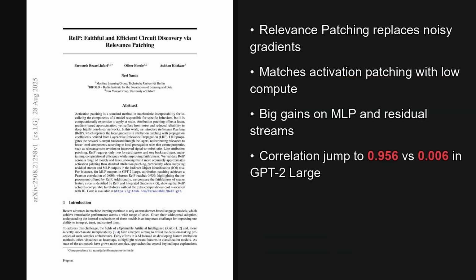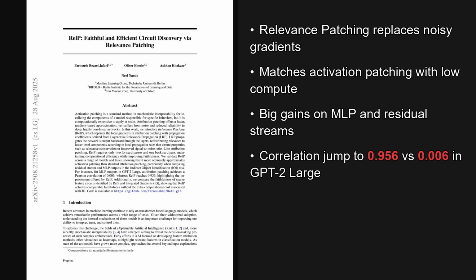I'm Alex. Today, we're looking at a paper from the Hugging Face trending list, published on August 28, 2025, which was about 7 days ago. The standout result is simple and striking. Replacing local gradients with layer-wise relevance propagation boosts faithfulness so much that for MLP outputs in GPT-2 Large, attribution patching gets a Pearson correlation of 0.006, while relevance patching reaches 0.956.